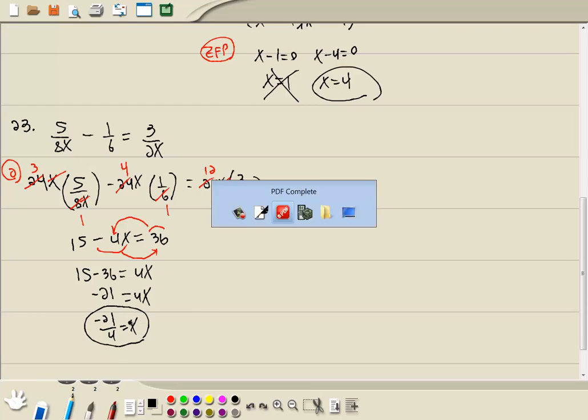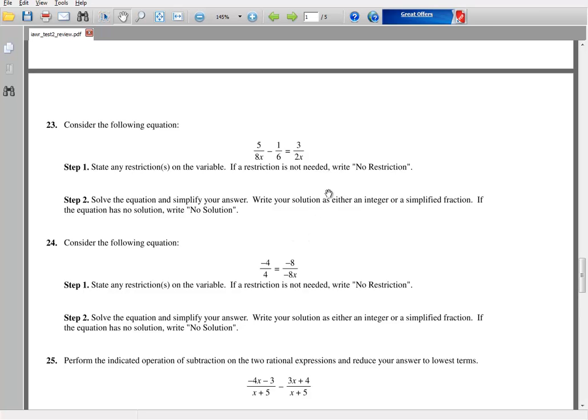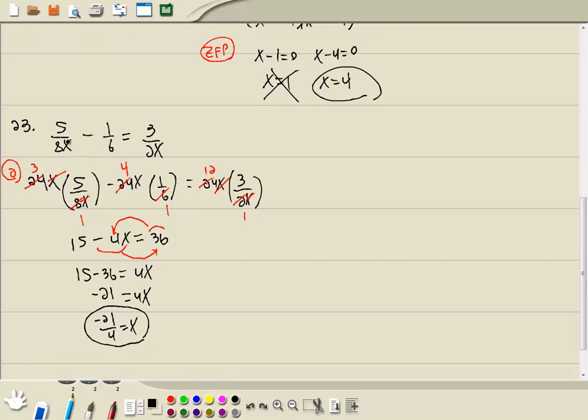Now restrictions on x are, in this problem, we cannot have x equal to 0. Because if I put 0 in here for x, 8 times 0 is 0, we'd have 0 for the denominator. So this is our answer.